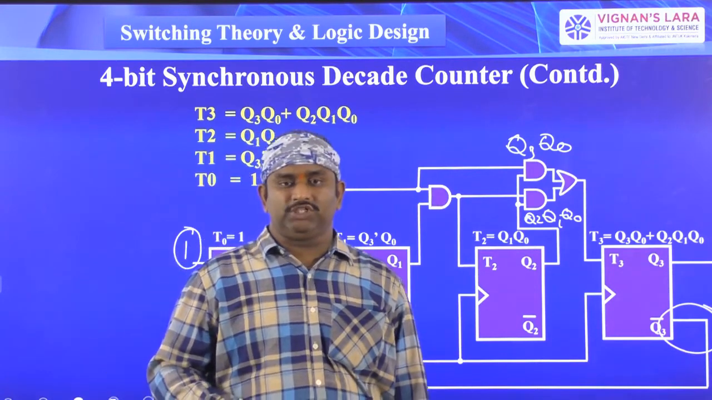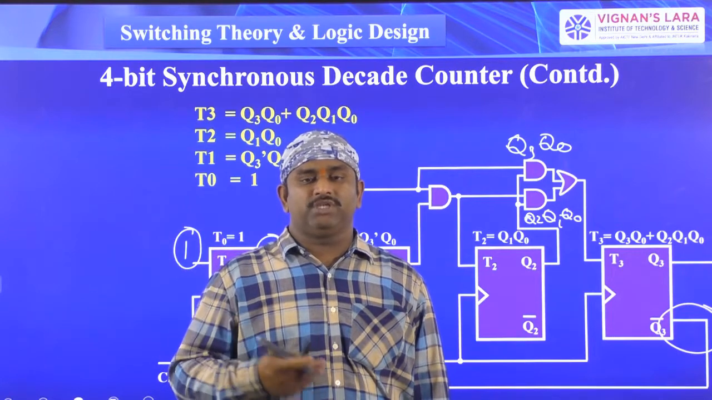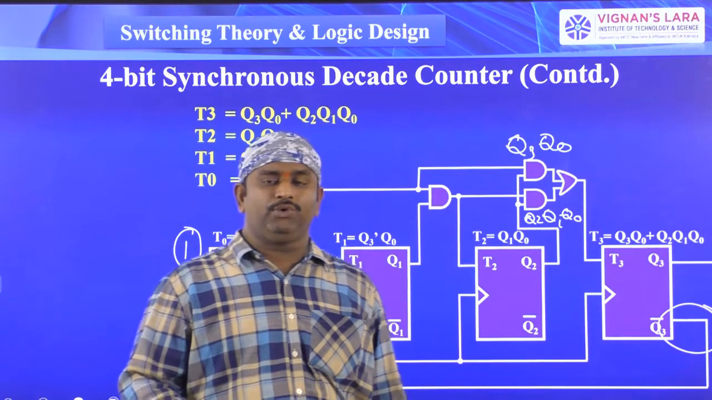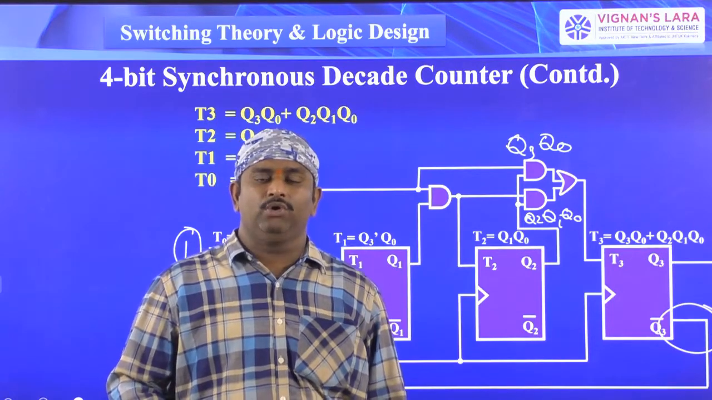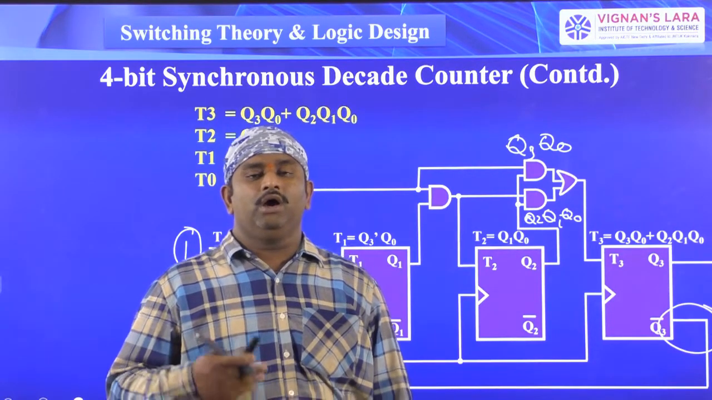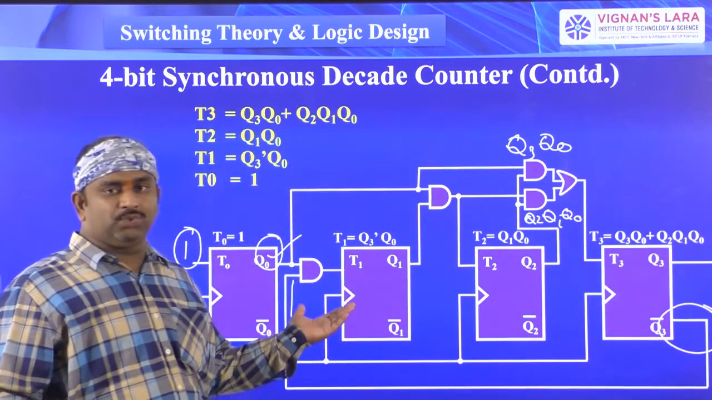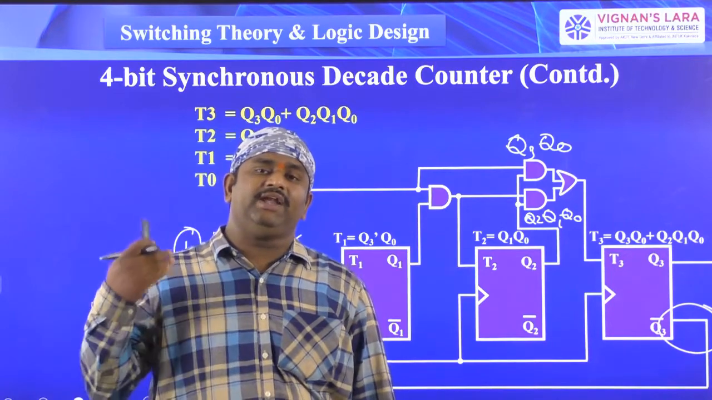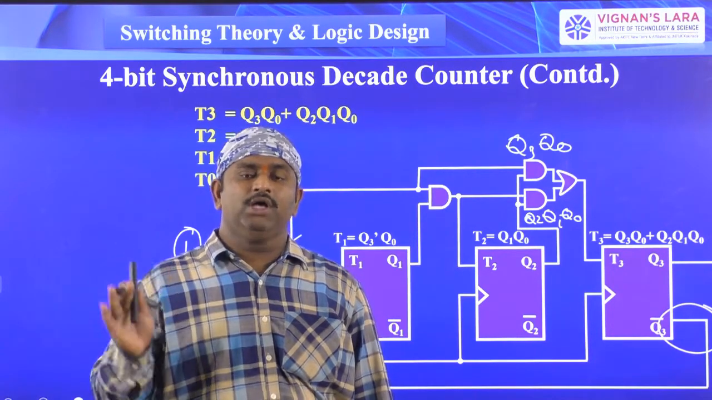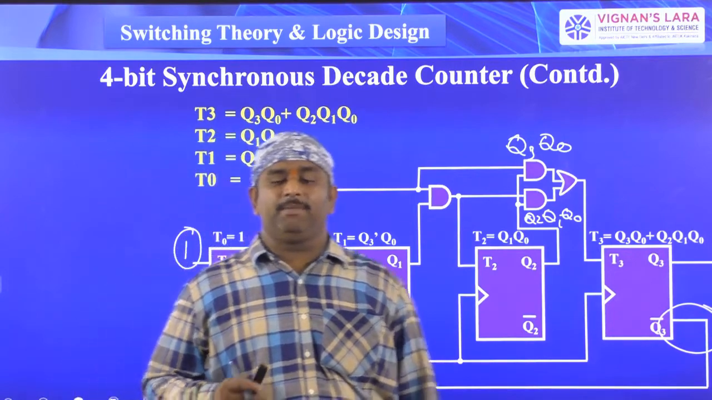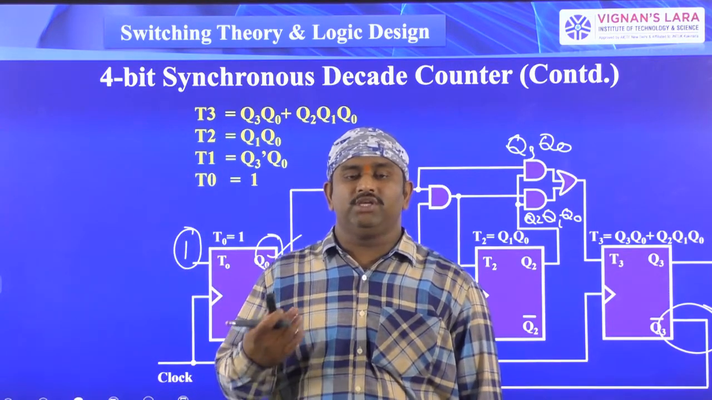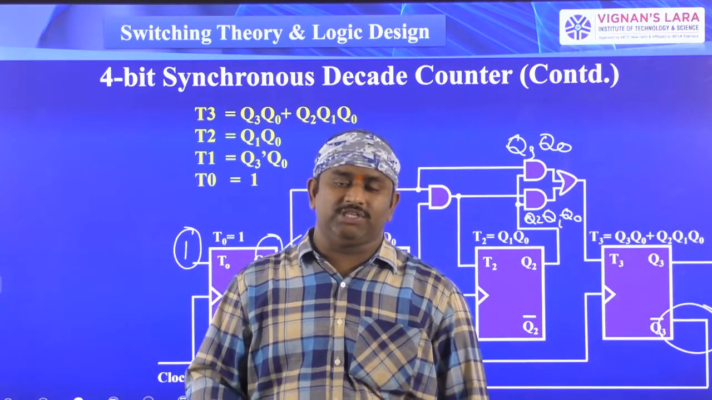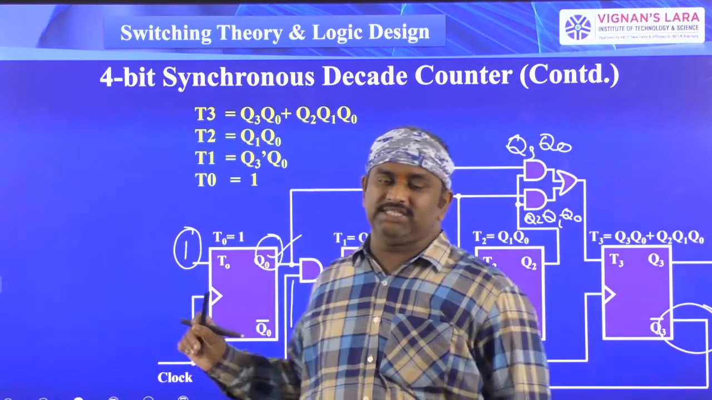After minimizing those functions, you will get the minimized forms of these T3, T2, T1, T0 inputs. After getting these equations, you have to draw the 4 flip-flops, then connect the inputs based on your minimized expressions. Those connections we have framed here. Like that, you have to follow these 4 steps for any type of synchronous counter, for any concept which is implemented with synchronous operation.